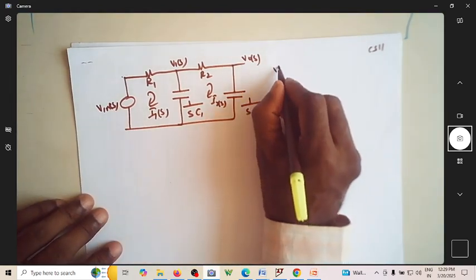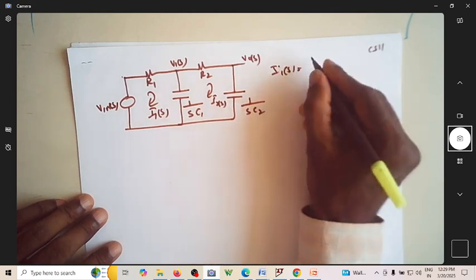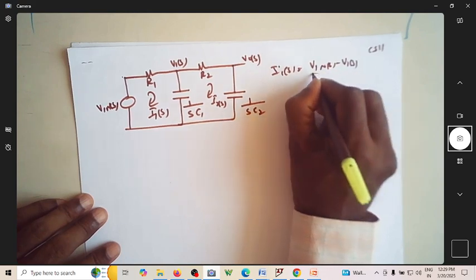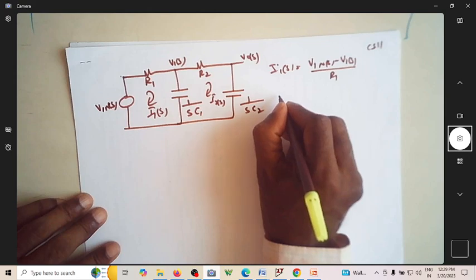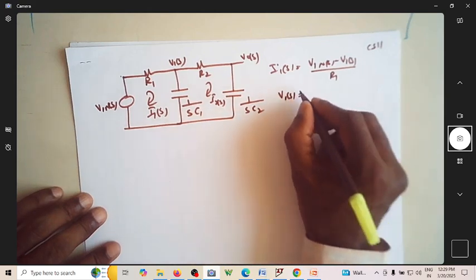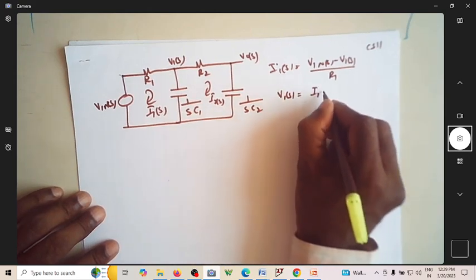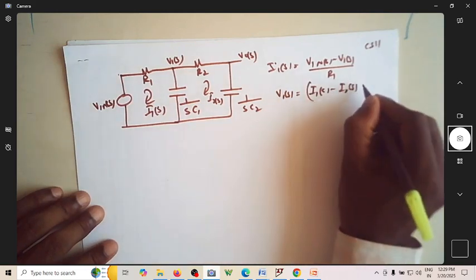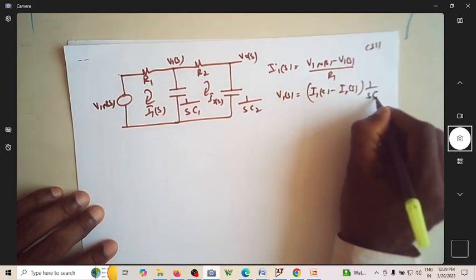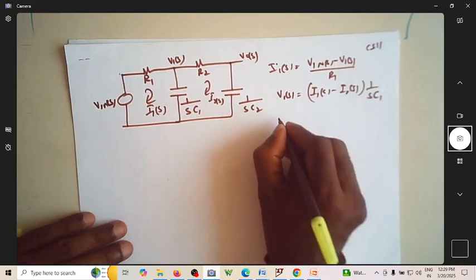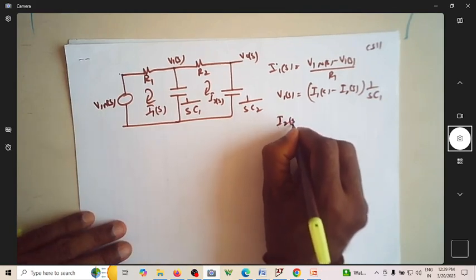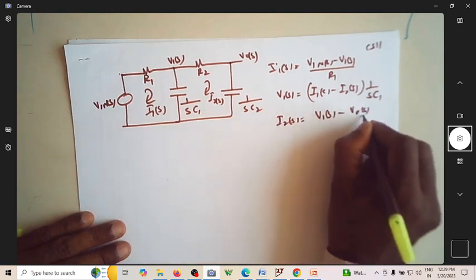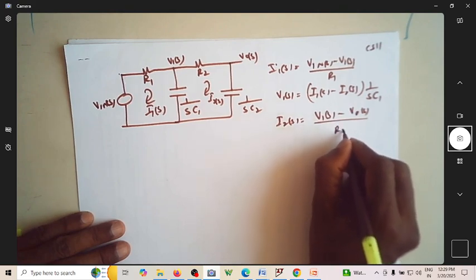So what is I1(s)? I1(s) is (Vin(s) minus V1(s)) by R1. Again, what is V1(s)? It is nothing but I1(s) minus I2(s), the current flowing through this, multiplied by the impedance of C1, which is 1/(sC1). Again, what is I2(s)? I2(s) is given by (V1(s) minus V0(s)) by R2.